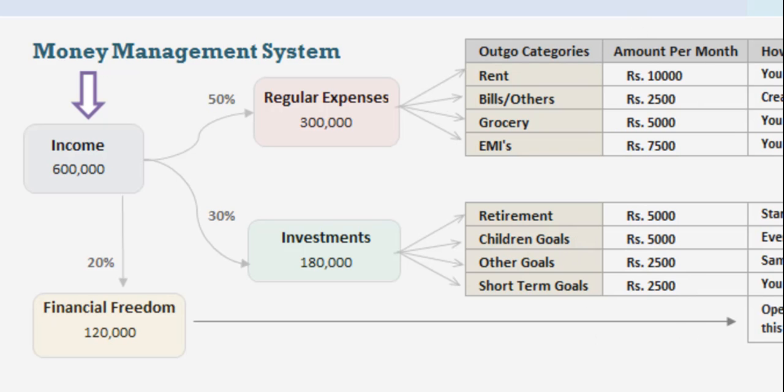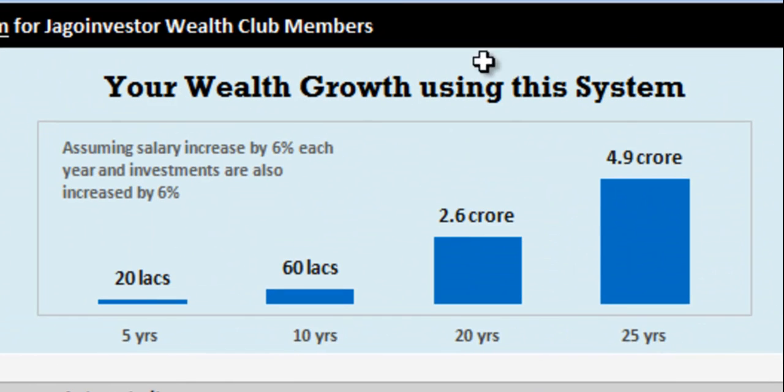And all you need to do is just follow this. Don't think much, just follow this each month, each year for the next many years. And obviously you will increase these numbers as your salary increases, because we have defined everything in percentage terms. And when you do this, what will happen to your wealth? How will it grow with this system? So if you follow this for the next 5 years, 10 years, 20 years, this is what will happen.